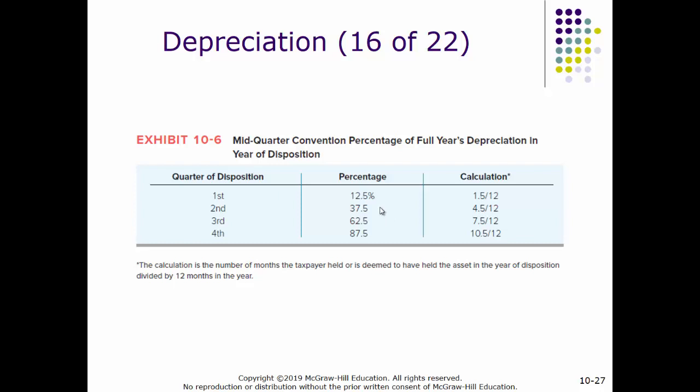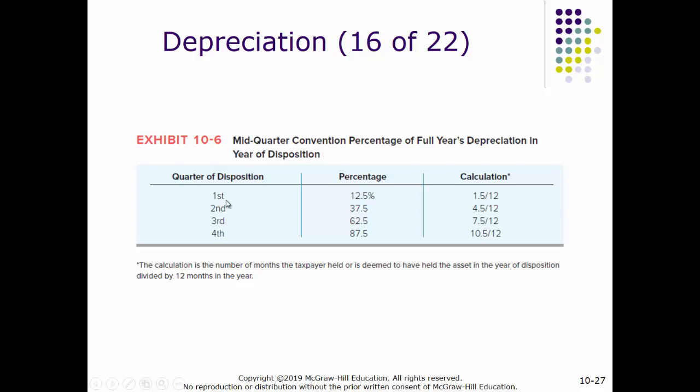So for example, if an asset was disposed of on May 27th, that's in the second quarter of a calendar year. May 27 is one of the 3 months in the second quarter: April, May, and June. But instead of treating it as actually being sold on its actual disposition date of May 27, it's treated as being disposed of in the middle of that second quarter, which would be May 15. So it then is deemed to have been owned until then, which was January, February, March, April, and the first half of May. And that's 4.5 months.